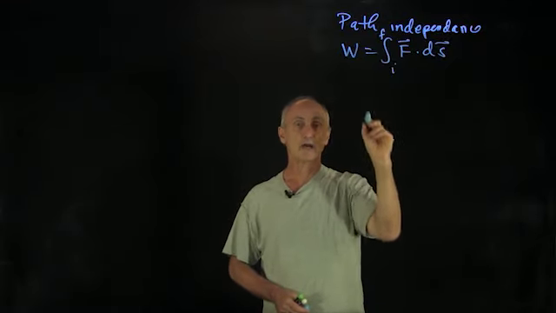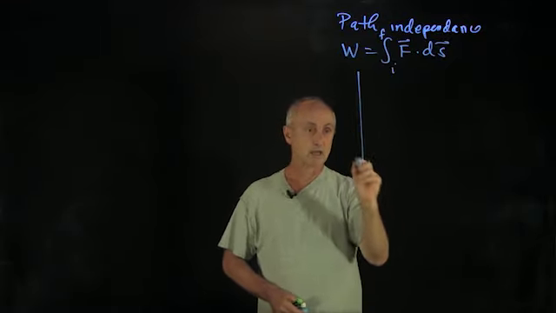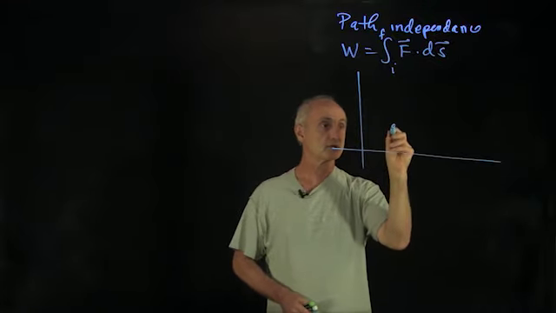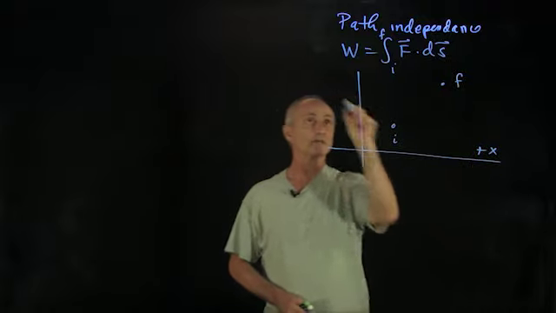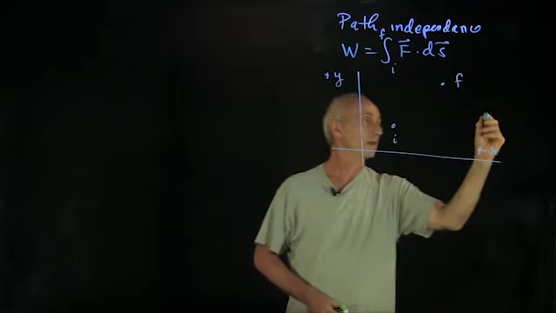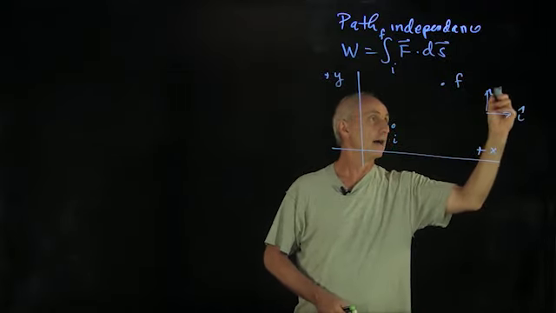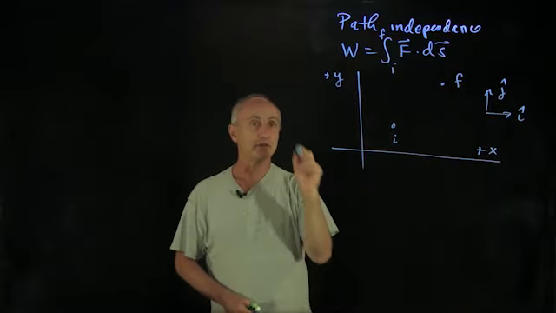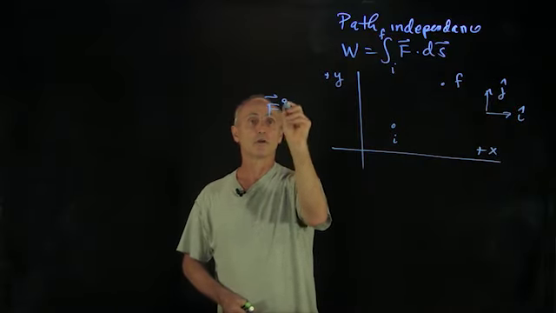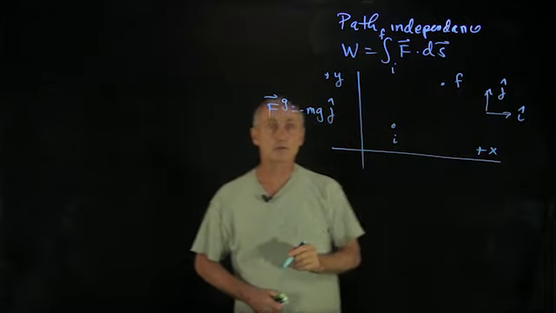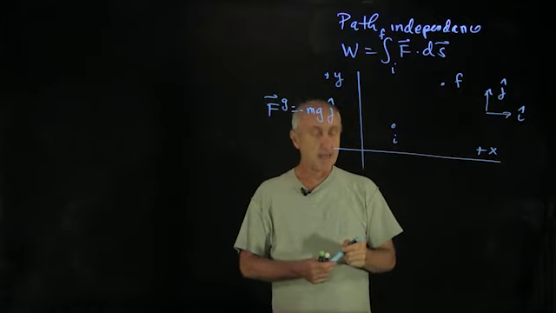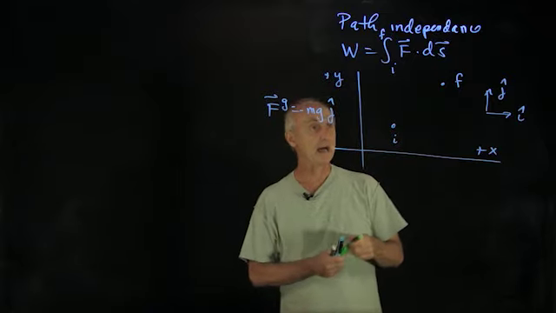The force that we're going to look at is the gravitational force, and let's draw a coordinate system. Let's take an initial point and a final point, and let's choose plus x and plus y, and our unit vectors i hat and j hat. And in this example, we're going to consider the gravitational force near the surface of the Earth, which is constant, pointing downwards. And what I'd like to do is consider two paths.